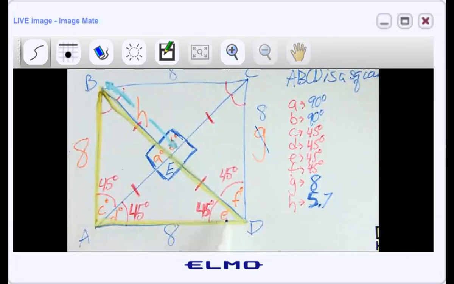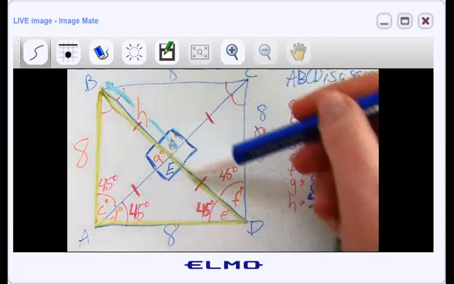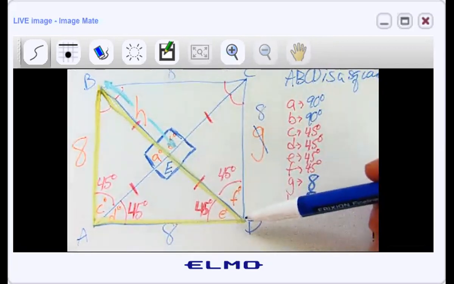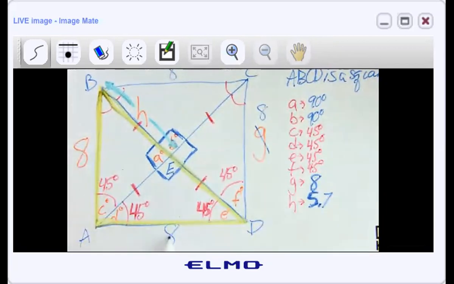So that's why I was saying it might be easier to find all of BD first, the whole thing, because you can just do Pythagorean Theorem, right? 8 squared plus 8 squared equals x squared, this whole side. Now, in order to find H is just half of that, right? Because the diagonals bisect each other. So once I know the full length of BD, I can just cut it in half to find H.